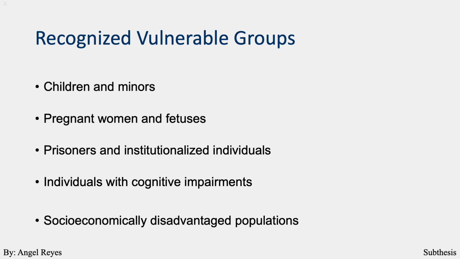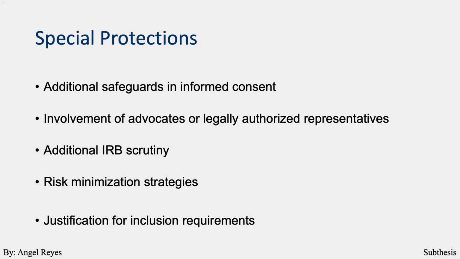Individuals with cognitive impairments may have limited ability to understand research participation and require additional support. Socioeconomically disadvantaged populations may be vulnerable to exploitation or undue influence through financial incentives. While these categories help identify common vulnerabilities, it's important to recognize that vulnerability exists on a spectrum and can vary based on research context. When including vulnerable populations in research, several special protections must be implemented.